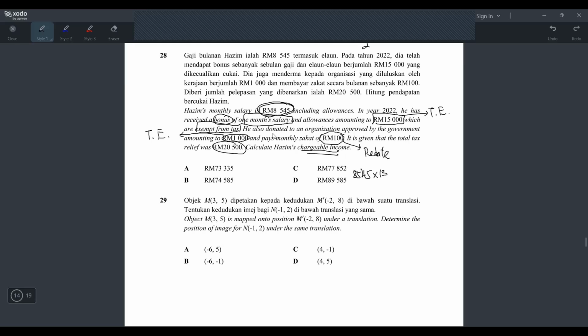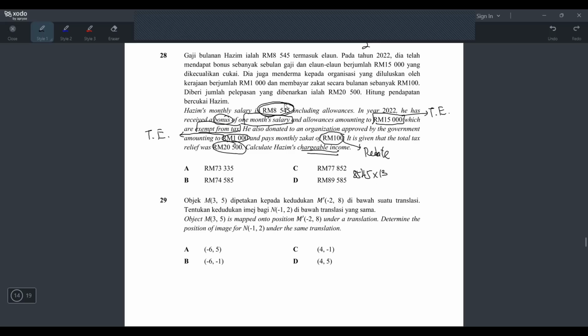Okay, let me explain. Usually when you calculate tax, you calculate for 1 year. Some people calculate monthly. Tax is always for 1 year. So the 8,545 is monthly, right? So 1 year has 12 months, that's why you times 12. But why do I times 13? Because he received a bonus of 1 month salary. So bonus means your income is added. And the bonus is how much? 1 month salary.